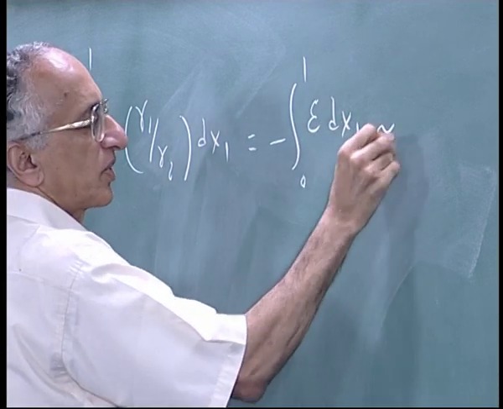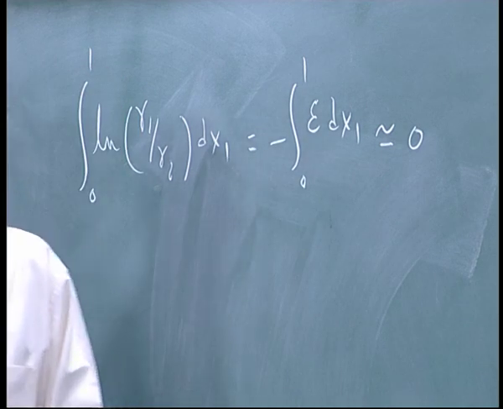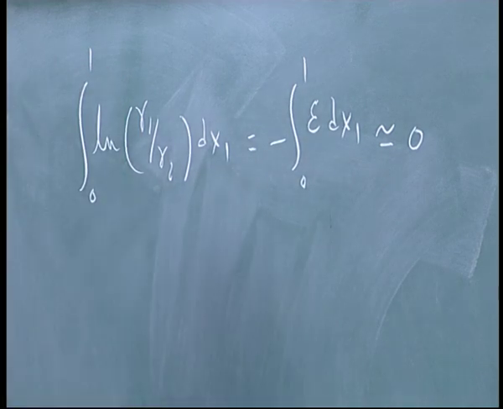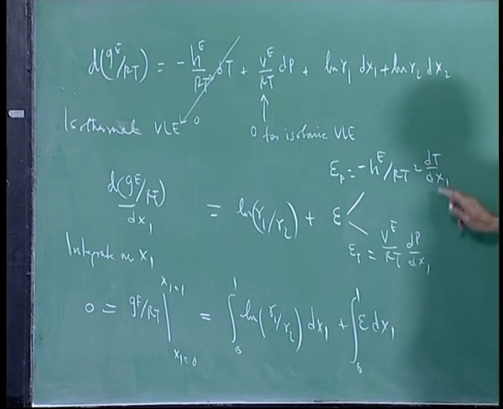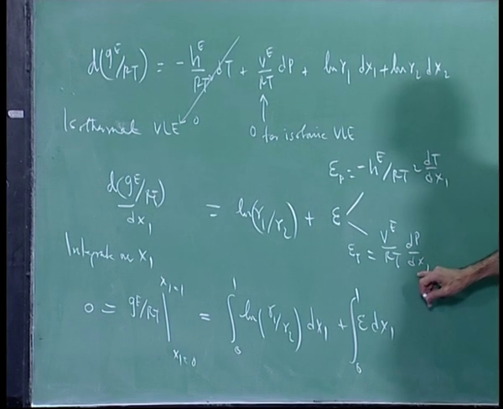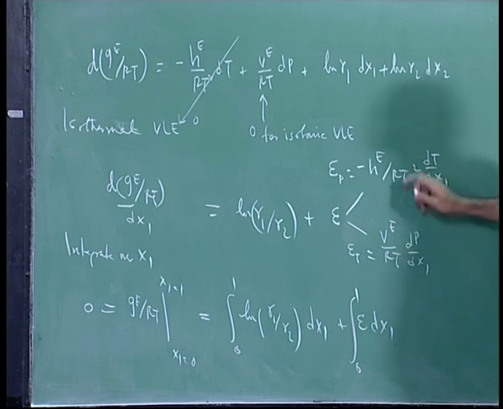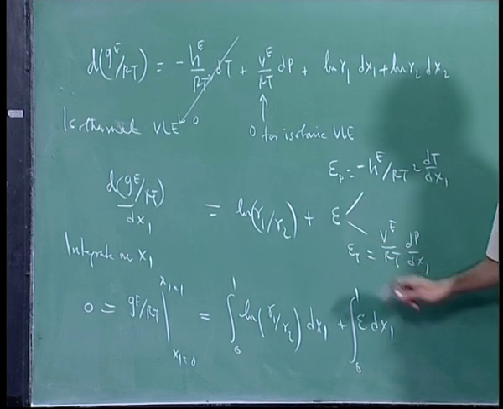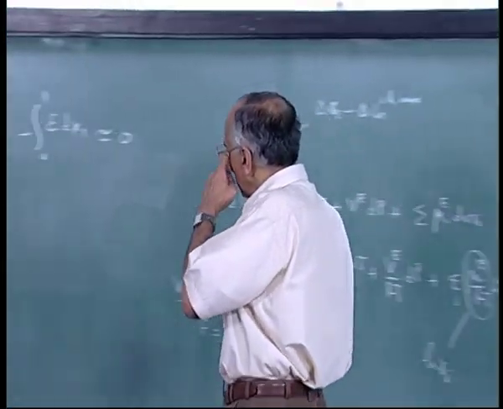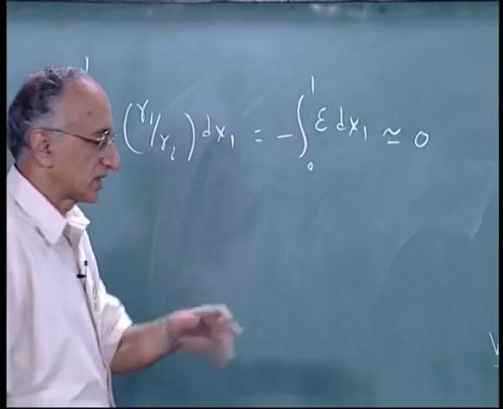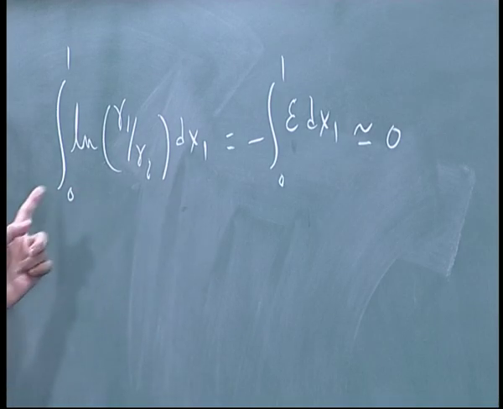Now this term is approximately 0 experimentally. H excess by RT squared is very small and so is V excess by RT. Both these terms are usually small, so you get the integral of this over dT by dx1 to dx1. That is why the symbol epsilon was used, because this is approximately 0, this is a test of consistency.